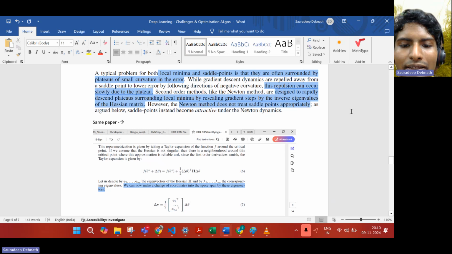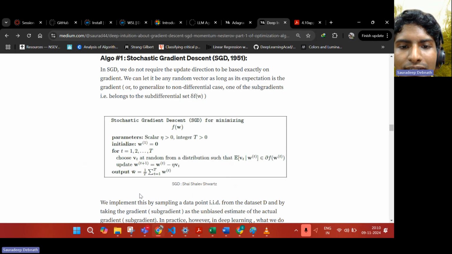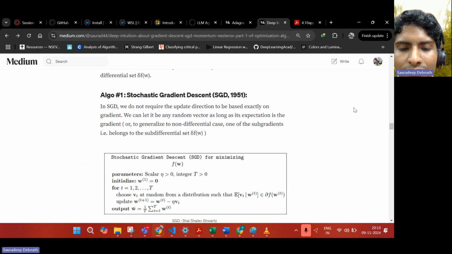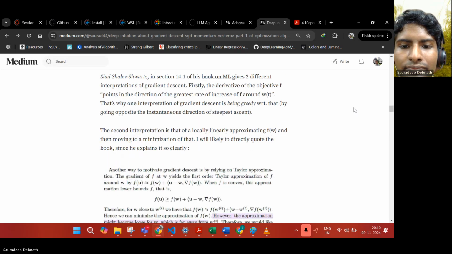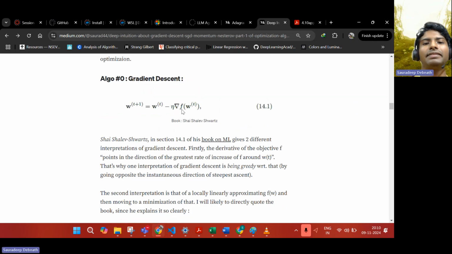SGD, if you recall, let's go back to the blog itself. Yes, SGD is a learning rate times the gradient. So if the gradient is very low, as in a plateau, it will take very small steps. This is the reason why around the saddle point we are taking very, very small steps. So this is an issue, gradient descent slowing down around plateaus, but Newton's method doesn't have it.